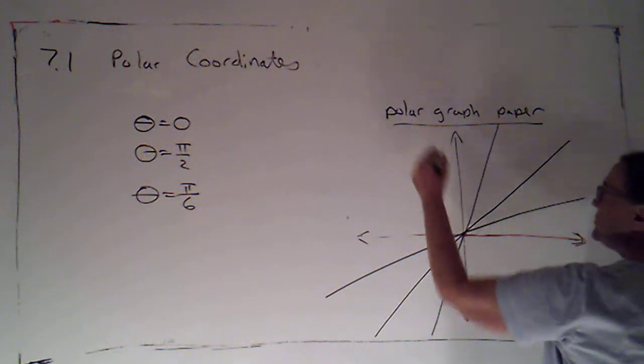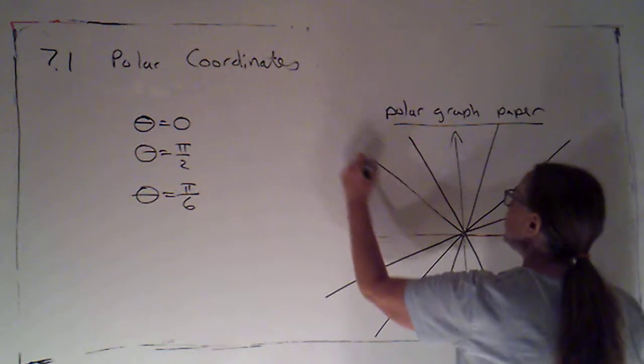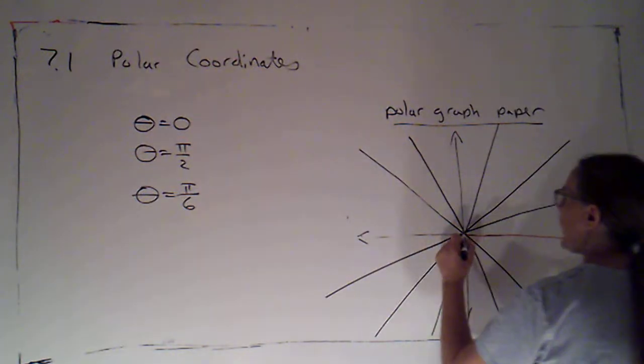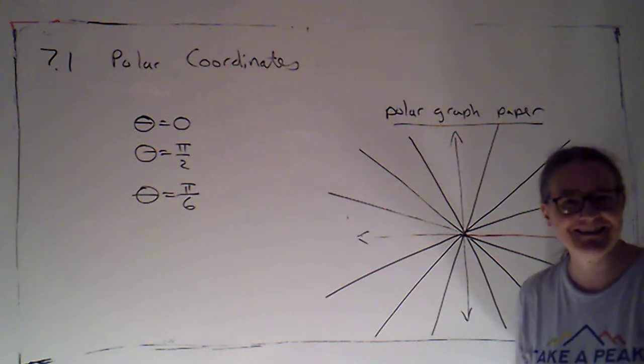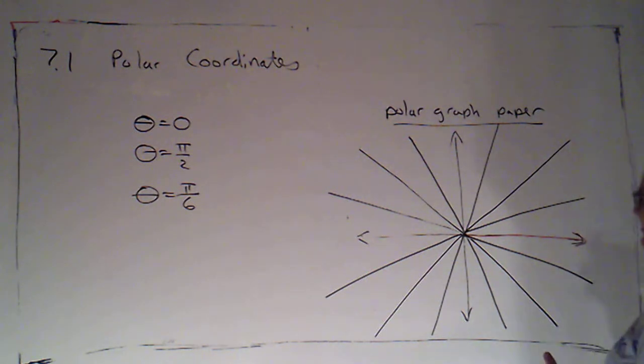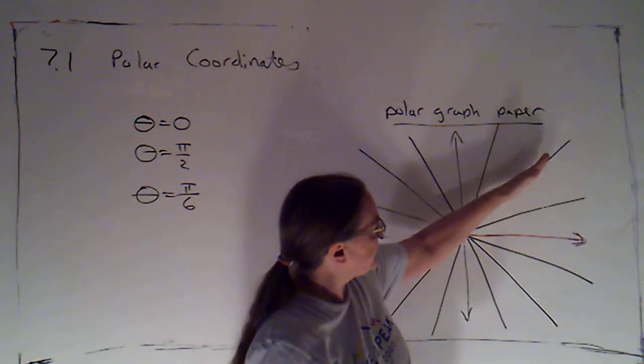Now I can do the same thing over here. I'm basically drawing in the lines that correspond to theta values with a reference angle of pi over 6, pi over 4, or pi over 3. So I get these lines like so. And then if I were plotting something that had an angle of pi over 3, I'd say, okay, this is pi over 6, pi over 4, pi over 3.